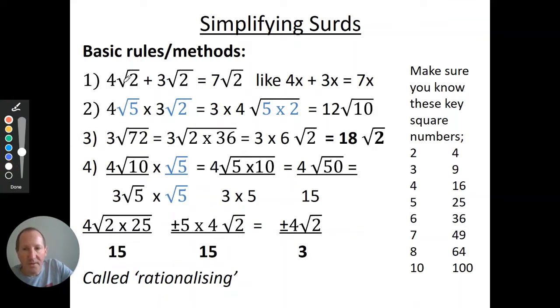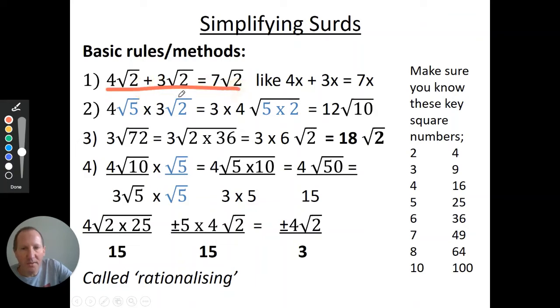So the first one is like the expression we saw on the first page. 4 root 2 add 3 root 2. You might work out in your head that actually that can be written as 7 root 2, because I've got 4 of them there and 3 of them there. The important thing to notice is that they have to be the same square root. So if it was root 3 and root 2, then I wouldn't be able to add them up. I can only add them up because I've got the same square root. It's a bit like 4x and 3x can be added up, but I can't add up 4x and 3y. So that's a simple one to remember, I hope.